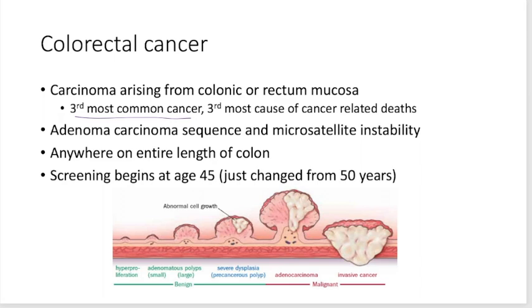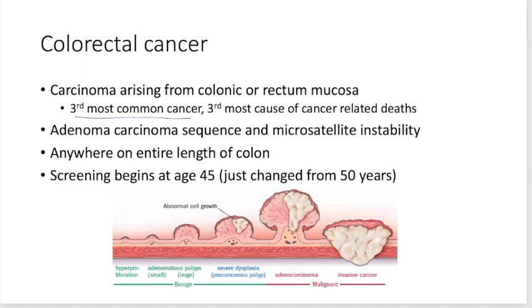All right, so colorectal cancer, colonic polyps are why we do the colonoscopy to catch them before they arise into an adenoma or carcinoma. So carcinoma of the colorectal area is the third most common cancer, and it is the third most cause of cancer-related deaths. So adenoma or carcinoma sequence and microsatellite instability.